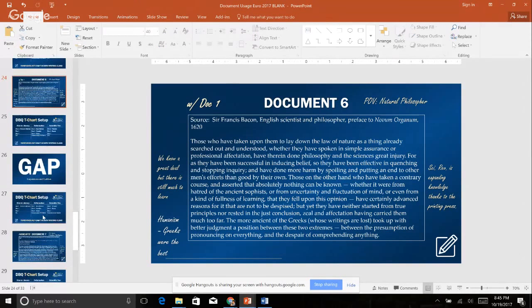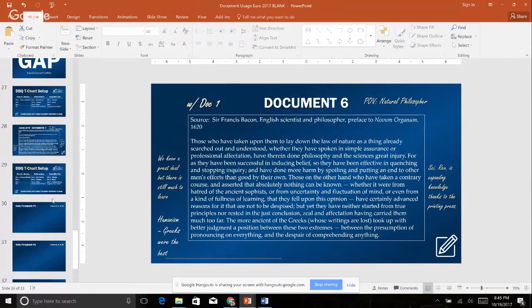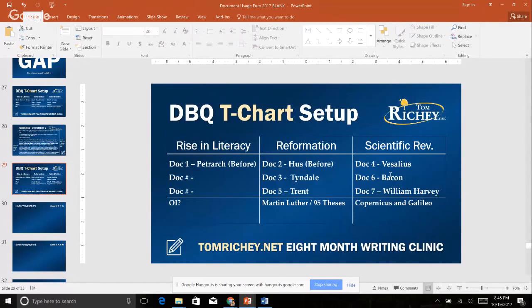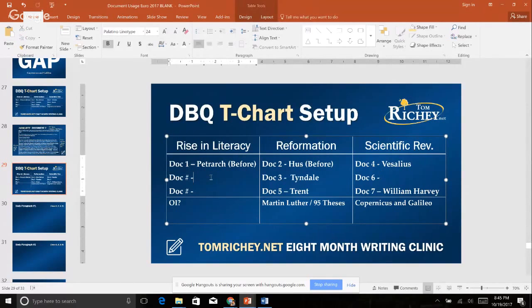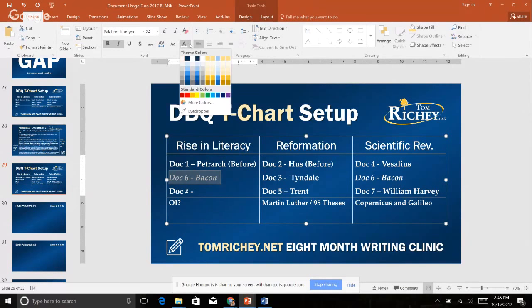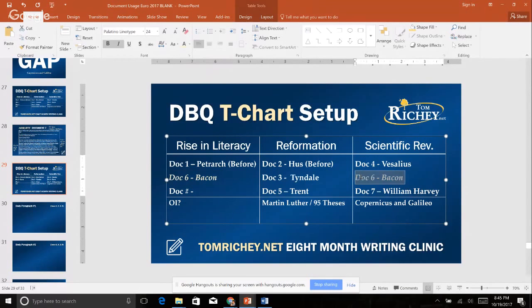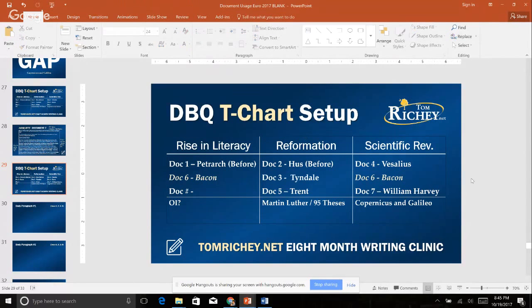Okay, so what I'm going to do here is actually move document 6. I'm going to put Bacon here, as far as the rise in literacy. Let's go ahead and use that document 6. Now I could use document 6 here, but what I'm going to do is put this in italics. Now I could use it both places. I don't get credit for using 2 documents. So if I wanted to, I've got some flexibility here as far as how to use this Bacon document, because he's basically writing that, look, learning is actually advancing a great deal.